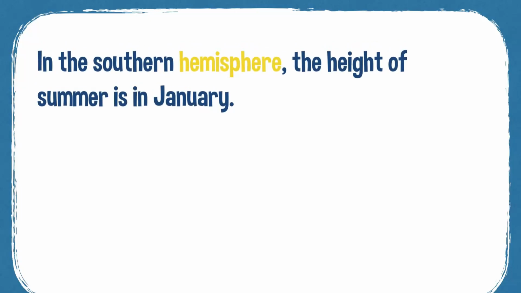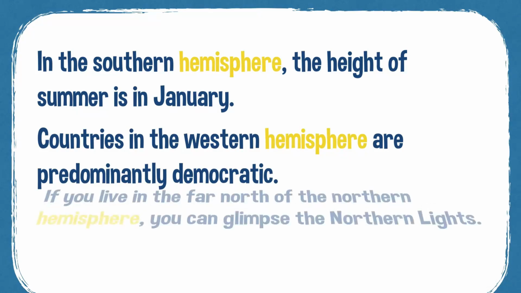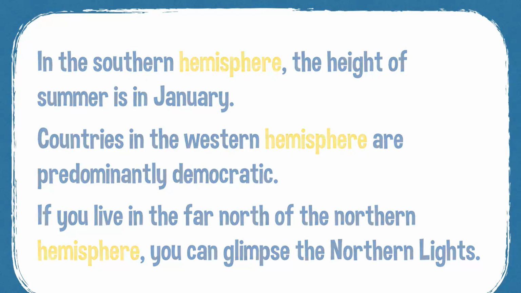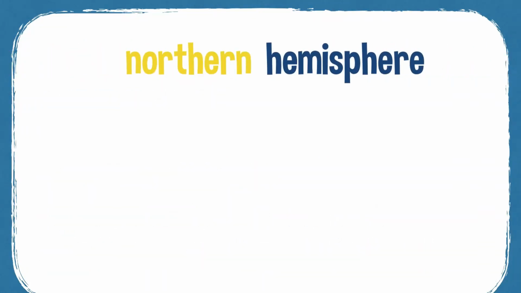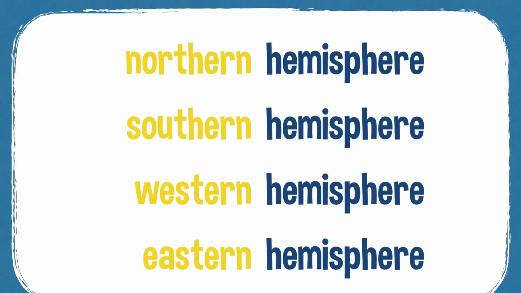So for example, in the southern hemisphere, the height of summer is in January. Countries in the western hemisphere are predominantly democratic. If you live in the far north of the northern hemisphere, you can glimpse the northern lights. So you can see you've got southern hemisphere, western hemisphere, northern hemisphere. We often don't talk about the eastern hemisphere though for some reason, but you can talk about the eastern hemisphere too.